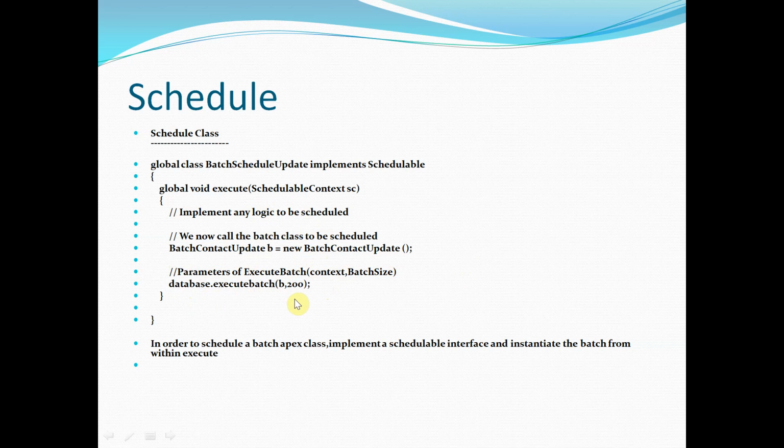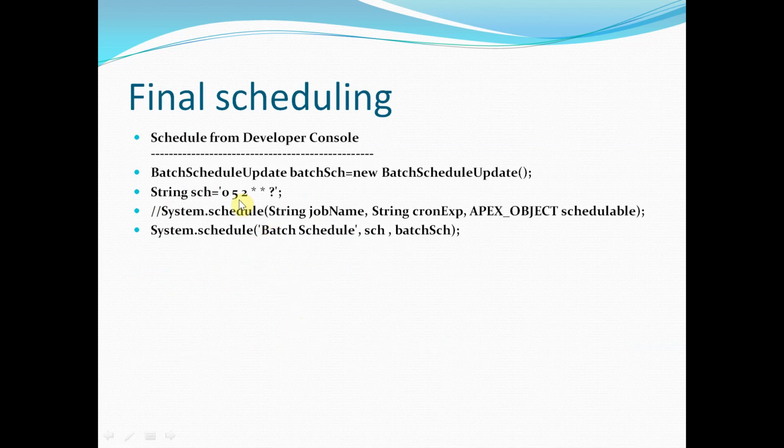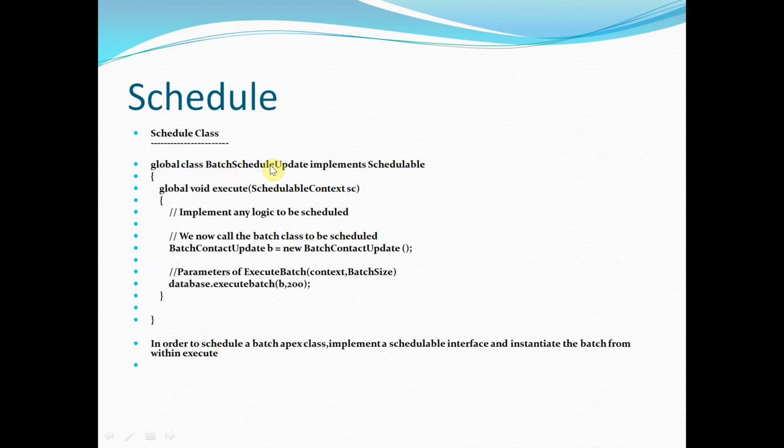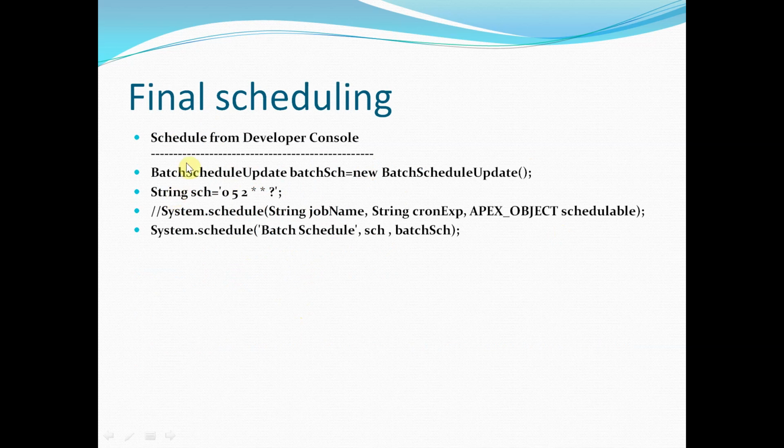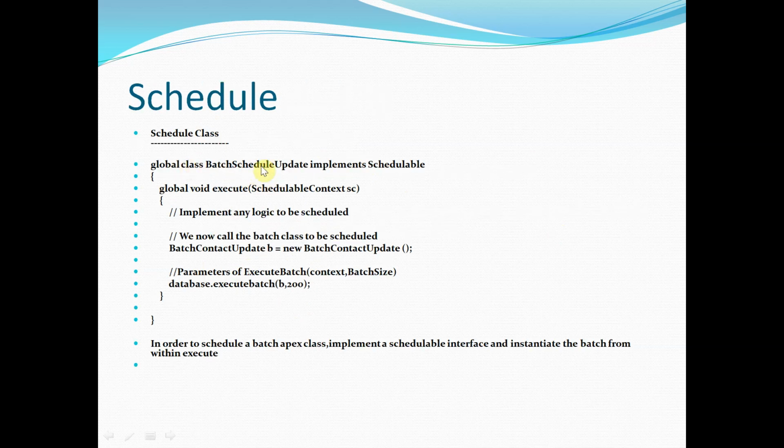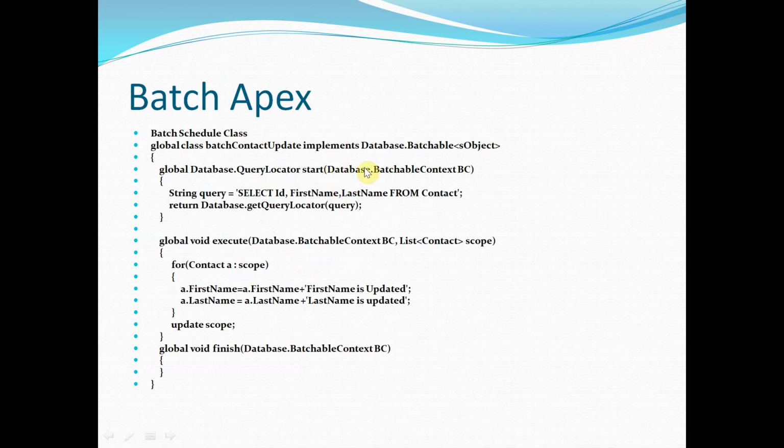It will execute the scheduler. It takes in the SchedulableContext, any business logic that you want to do, and then you instantiate the batch Apex class here and execute that batch. When you execute this, this will get scheduled over here. Now for further logic on how to schedule this, you can do a System.schedule. If you want to schedule this batch schedule update class, this has to be scheduled from the developer console anonymous block.